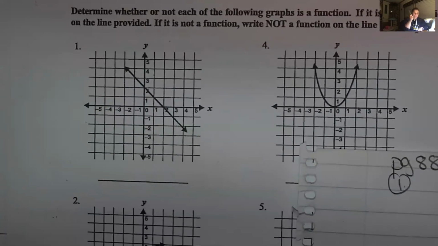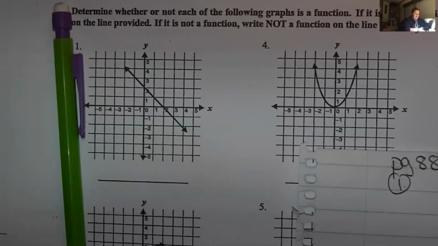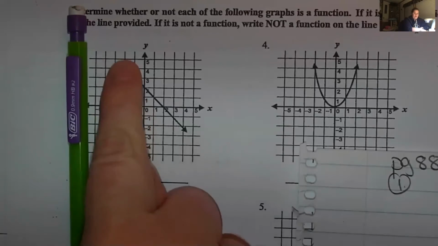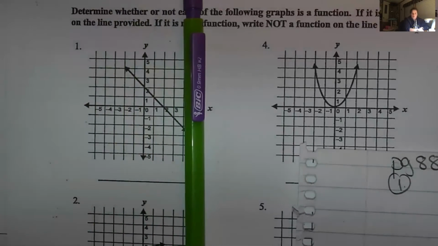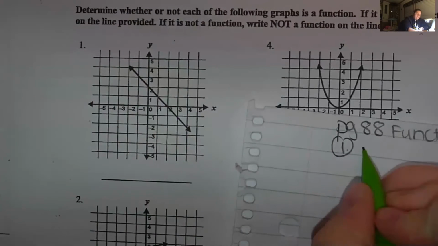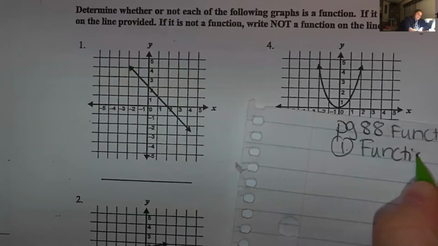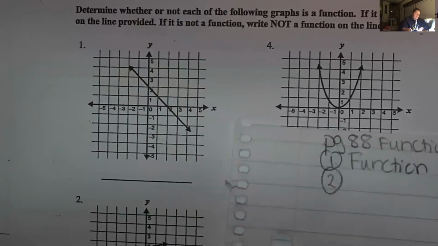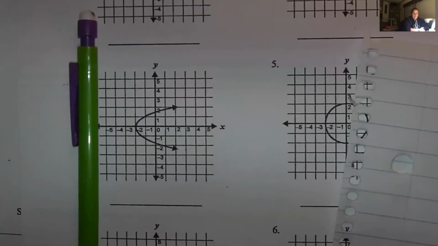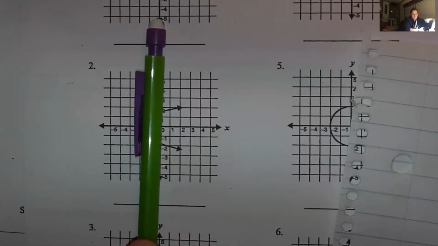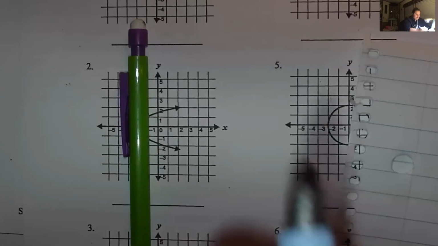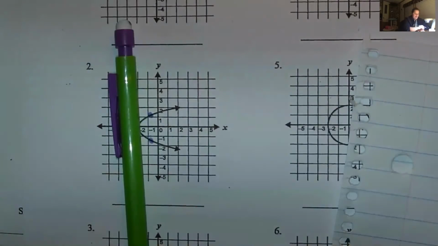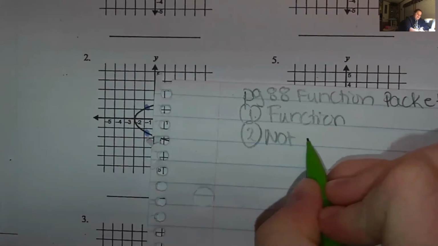Okay, so number 1, remember, take your handy dandy vertical line, which is a straight line. Go through that entire graph. Did I hit anything more than once? Nope, I'm good to go. So this is a function. Number 2, okay, from left to right, handy dandy vertical line test. Uh-oh. Do you see how right here, I'm hitting it twice? I'm hitting there and there. Uh-oh, that does not pass the vertical line test. So this is not a function.